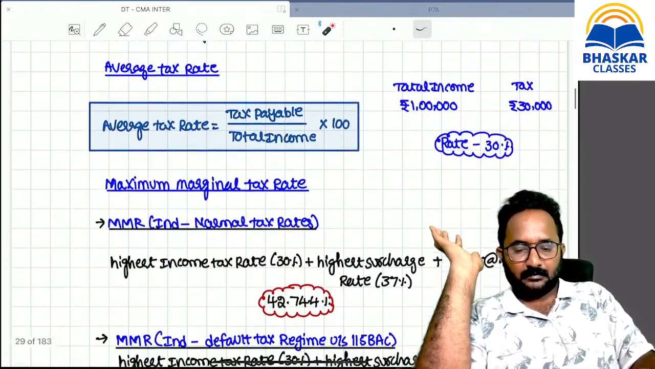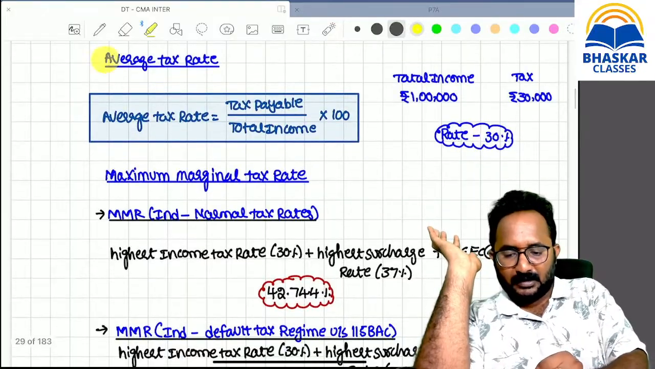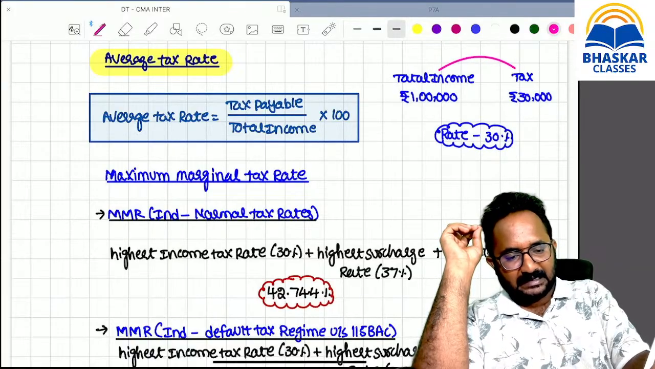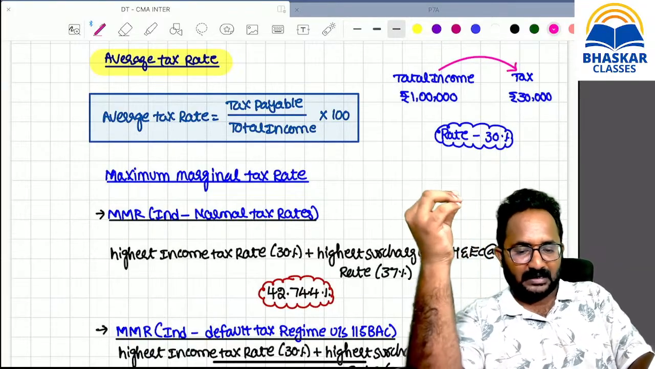So next, average tax rate, one formula is there, ma. Sir, I collected 30,000 tax on 1 lakh. What is the rate? How can you calculate, ma?